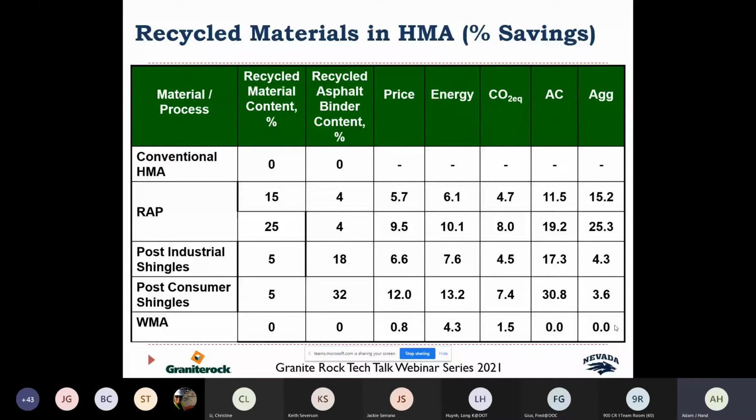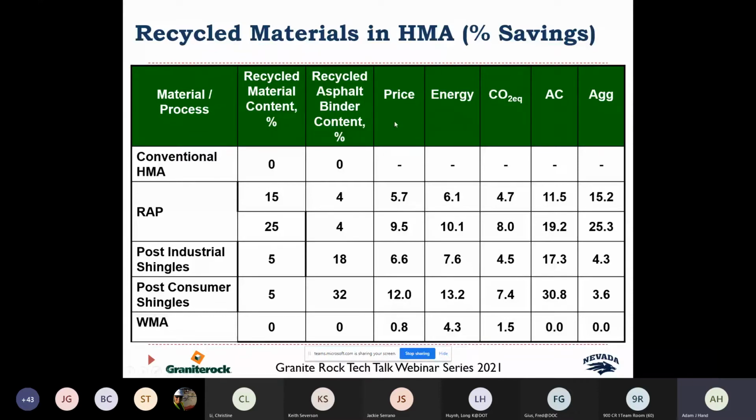Now, this slide here is some ballpark numbers, and this goes back about, it's probably eight years old or so now, when we were producing as an industry over 500 million tons of hot mix a year. I know we're down around 425 million maybe now. But at any rate, the idea here is to show some of the benefits of recycling using RAP in hot mix asphalt.